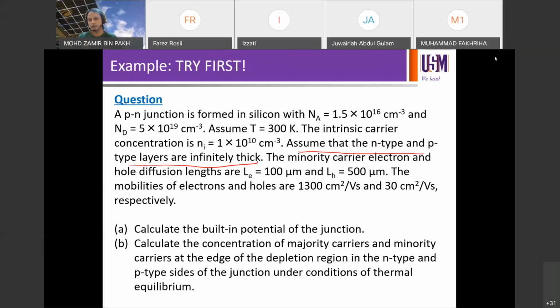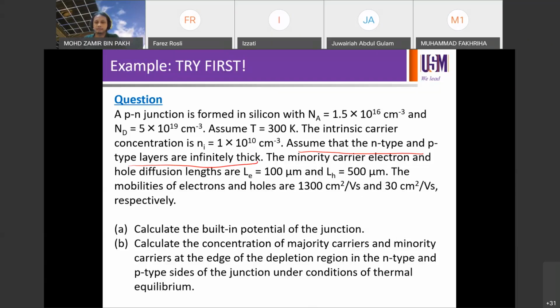Right, anyone? What did you get? Let's be quick a little bit. Now 1:42. Let's spend about 5 or 10 minutes on this question. So anyone who's got the voltage, what's the VBI, built-in potential? Faris, what did you get? Right, 0.94 volt. Okay, anyone else got the same answer or different answers?